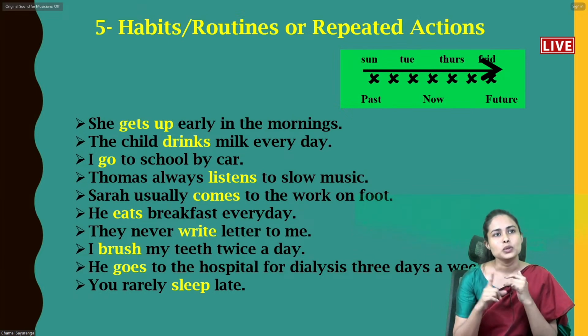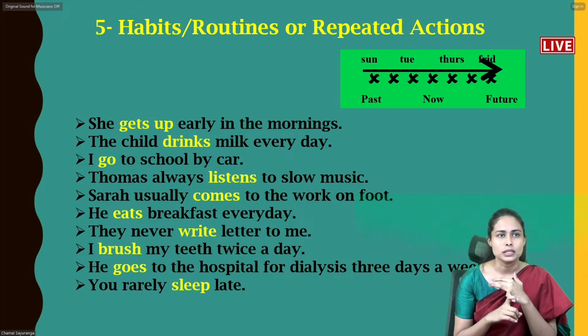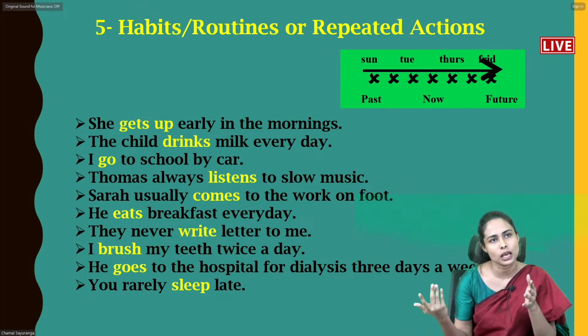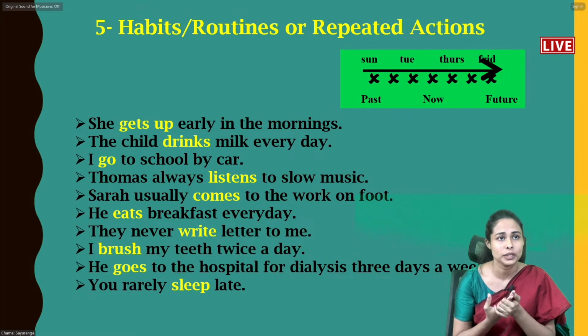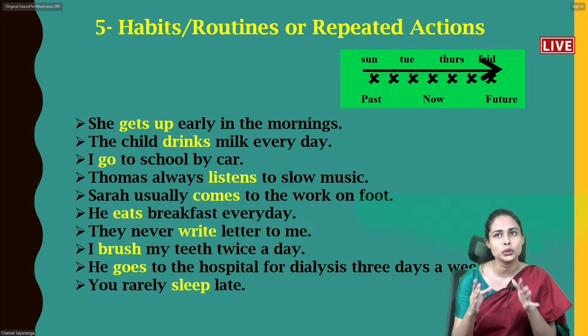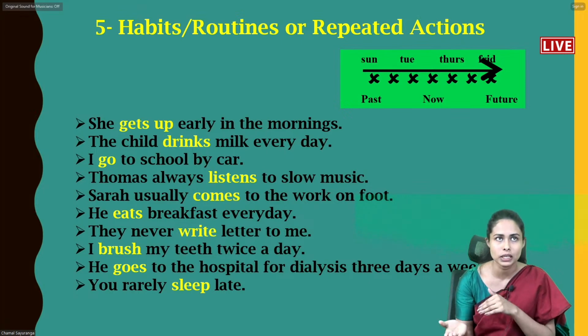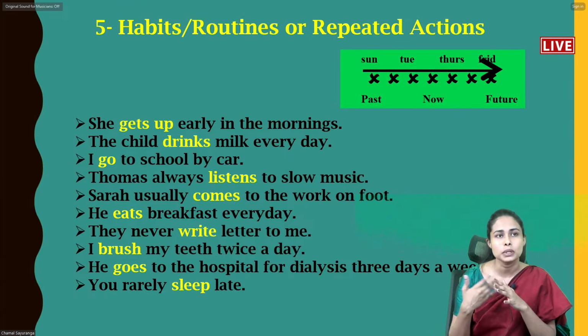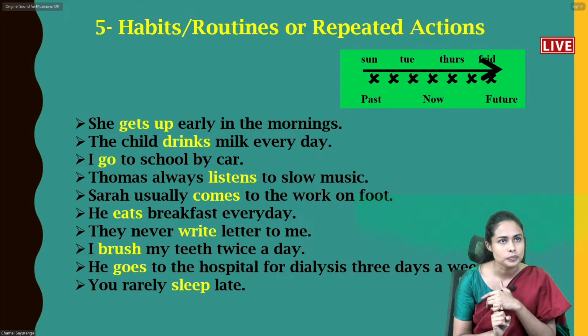We know that we use present simple tense sentences to talk about the things that we do repeatedly, that we do on a daily basis. That means basically the habits, right? She gets up early in the morning. It is something that she does every day. It is her habit. If you are talking about a habit of somebody, or a routine or a repeated action, then please make sure to use simple present tense, right?